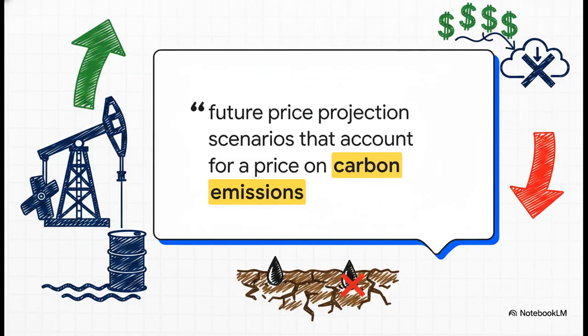So the crucial point is captured perfectly right here in this quote from the standard itself. Companies must report the, quote, sensitivity of hydrocarbon reserve levels to future price projection scenarios that account for a price on carbon emissions. If governments put a strict financial price on emitting carbon, the cost of extraction goes up. And if the cost of extraction goes up, well, certain probable or even proved reserves may suddenly become way too expensive to pull out of the ground.